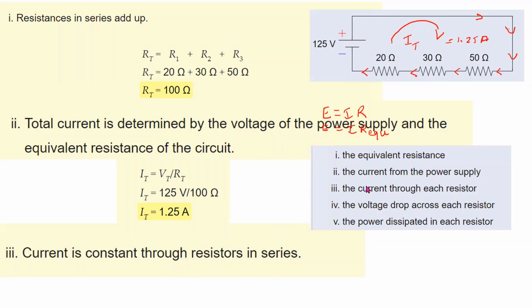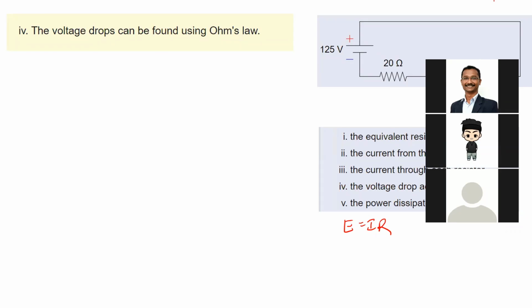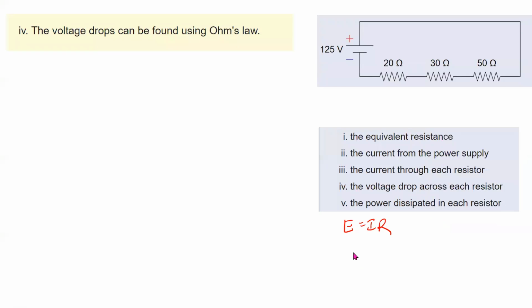Then voltage drop across each resistor. Voltage here in this case is equal to I into R. In a series circuit, the voltage will be different. Voltage across 20, voltage across 30 and voltage across 50 are all different, because in a series circuit current will be the same but voltage will be different.